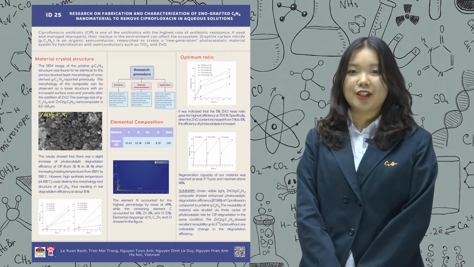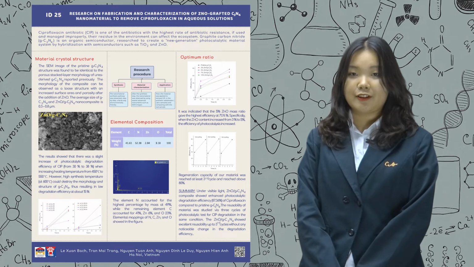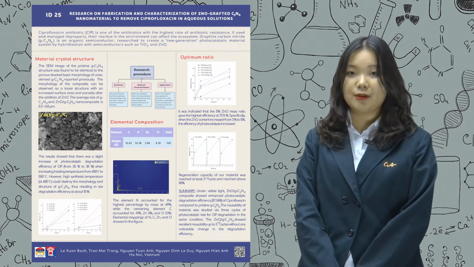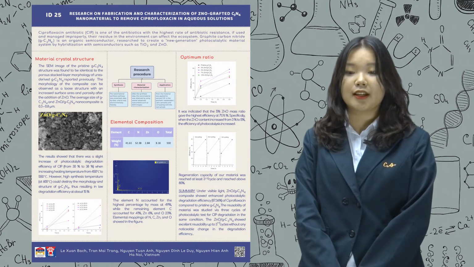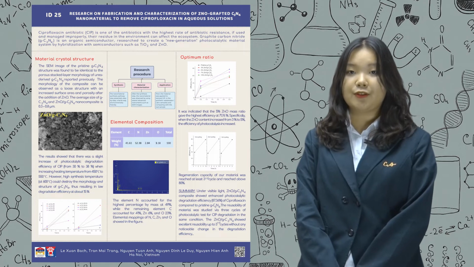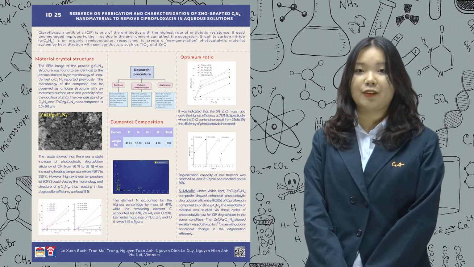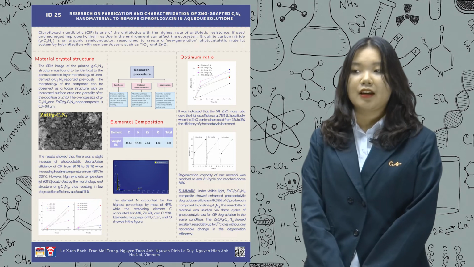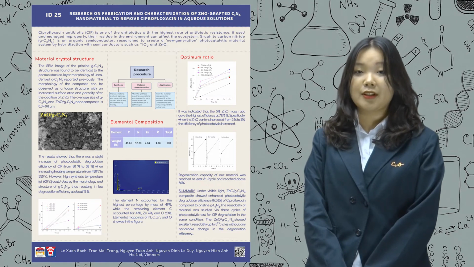About the optimum ratio, it was indicated that the 5% zinc oxide mass ratio gave the highest efficiency at 71.76%. Specifically, when the zinc oxide content increased from 3 to 5%, the efficiency of photocatalysis increased. The regeneration capacity of our material was tested at least for the first cycle and reached above 80%.